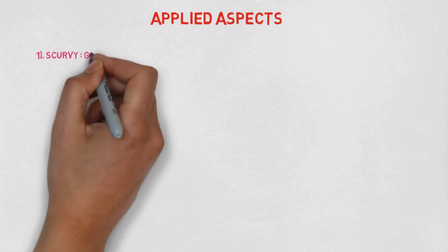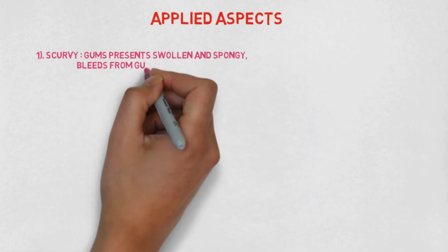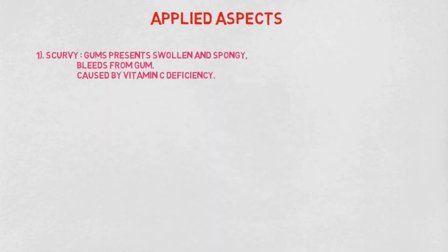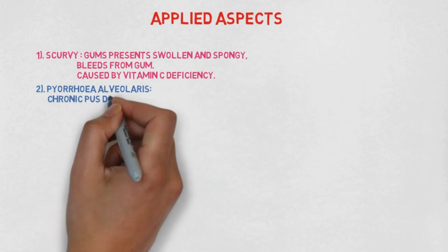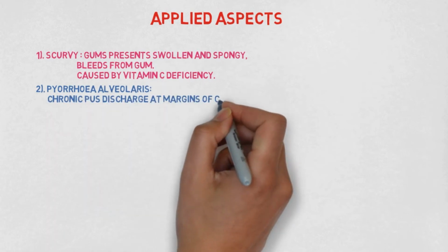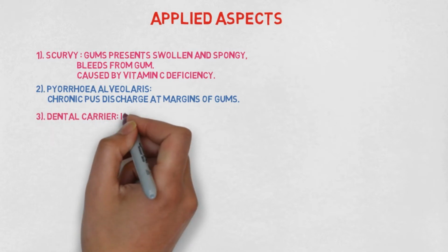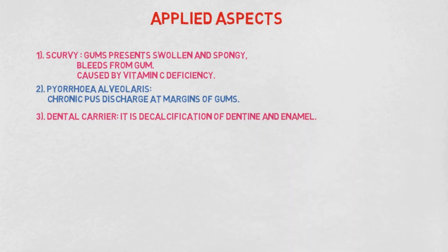Now let's talk about applied aspects. Number 1, we have scurvy. In scurvy the gums are swollen and spongy, and they bleed. This is caused by vitamin C deficiency. Number 2, we have pyorrhea alveolaris. It is a chronic pus discharge at the margins of the gum.